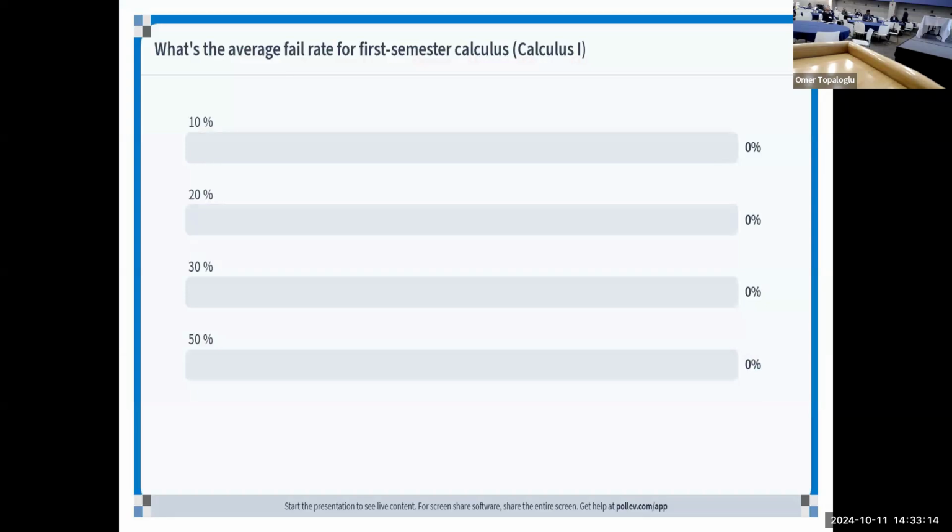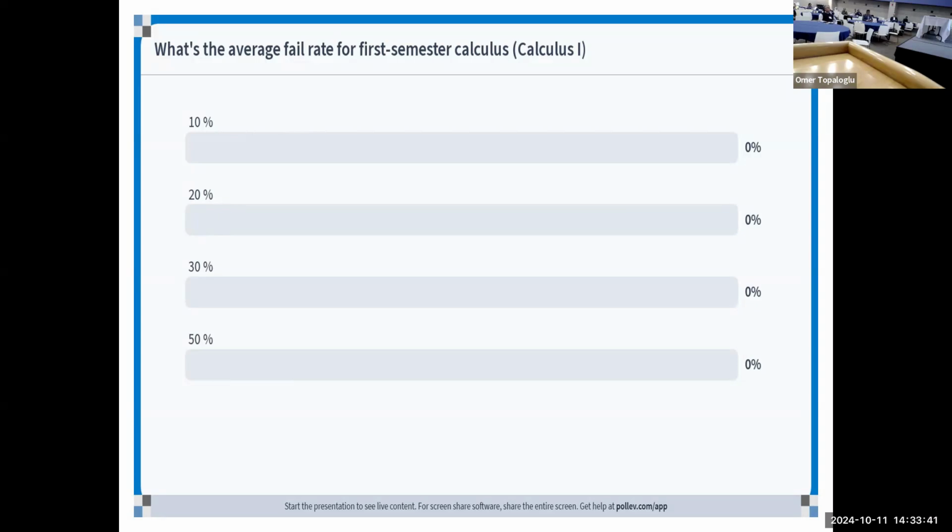Initially, I was planning to do this Poll Everywhere activity, but somehow we couldn't make it work. So maybe we can have an in-person poll. Which one do you think is the average fail rate for a first semester Calculus 1 course? Who says 10% of the students are failing? If you can just raise your hand.